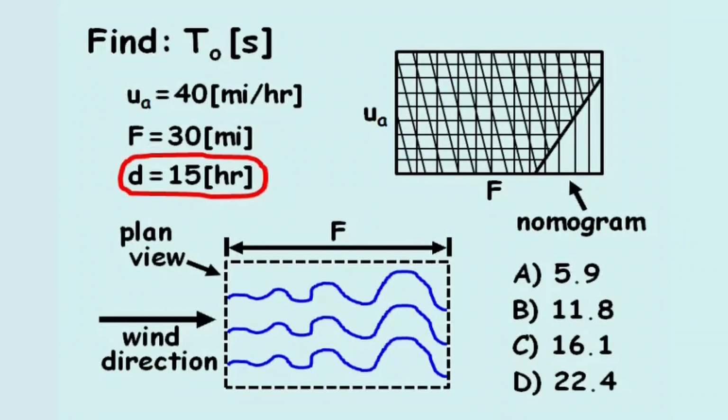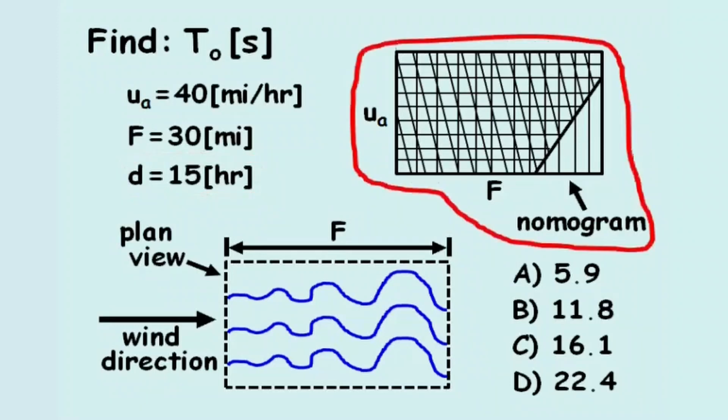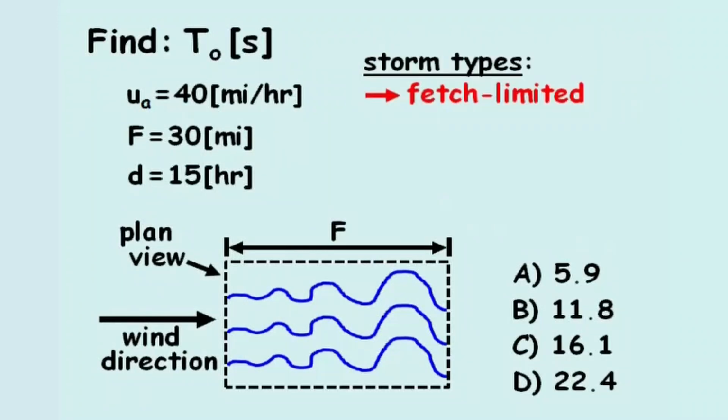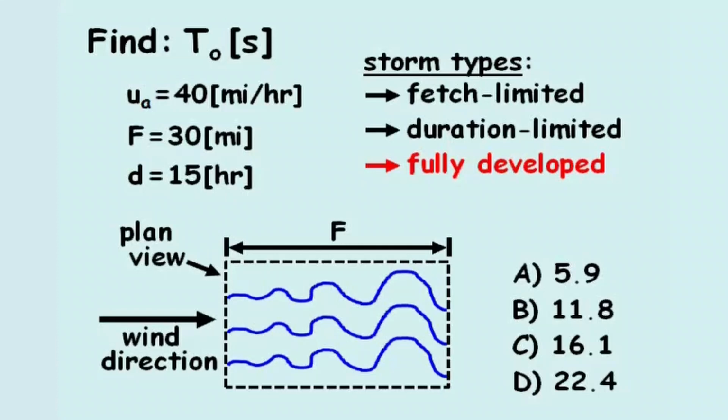For this problem, we will also need to utilize a nomograph to determine the period T. To solve for the period, we first need to determine the nature of the storm, whether it is a fetch-limited storm, or it is a duration-limited storm, or if it is a fully developed storm.